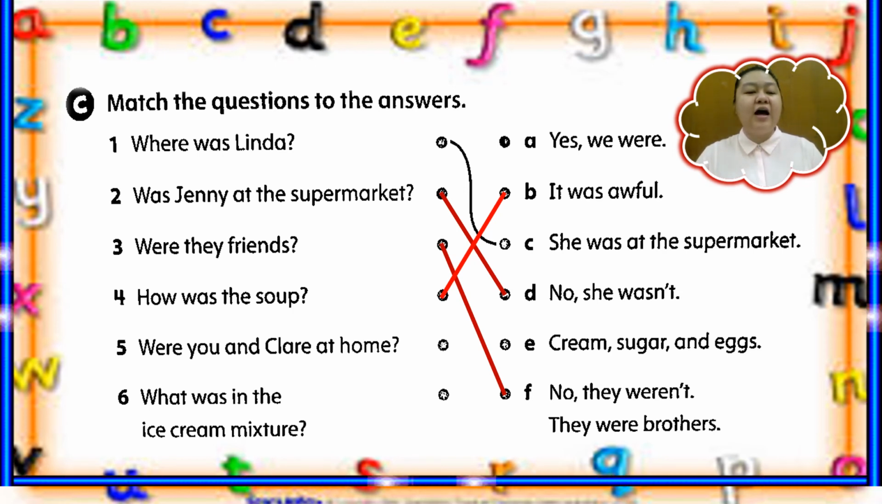Correct. Number 5. Were you and Claire at home? Oh, look at this one. You and Claire. There's two, including yourself. So what's our best answer? Yes, we were. Last one. What was in the ice cream mixture? What was in the ice cream mixture, grade 2? What's our answer? Cream, sugar, and eggs. Correct. Very good, grade 2.